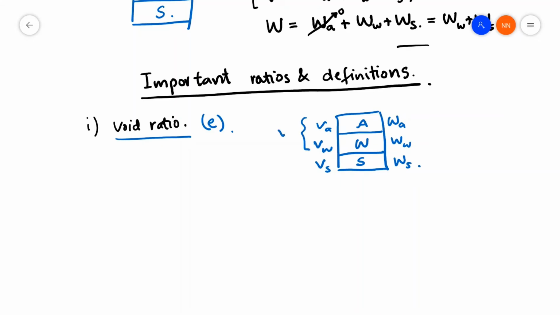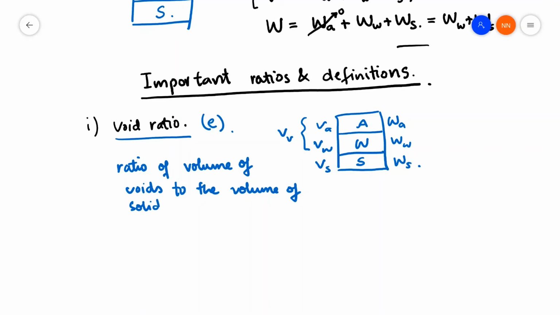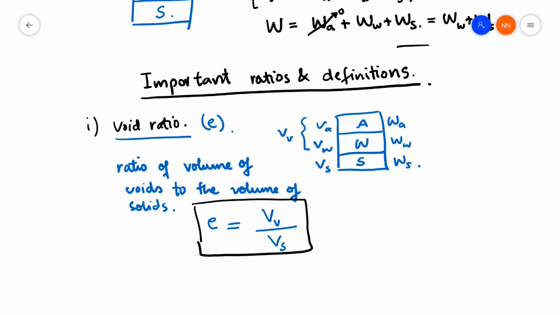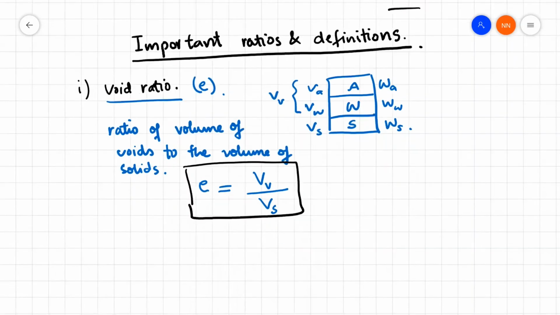So as we know, this is the volume of voids. Void ratio is defined as the ratio of volume of voids to the volume of solids. So what should be the mathematical formula? e equals the volume of voids, which is Vv, over the volume of solids, which is Vs. This is a very important relation which we'll be using many times after this. So this is the void ratio.